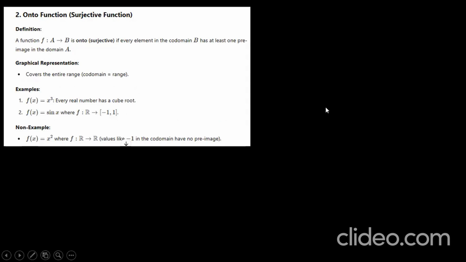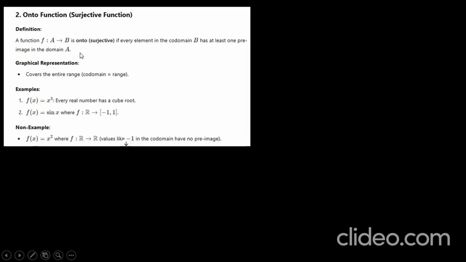Surjective function or surjection. If you see the definition, a function f that maps A into B is onto if every element of B has at least one pre-image in A, one pre-image in the domain. Then f is called an onto function or surjective function.